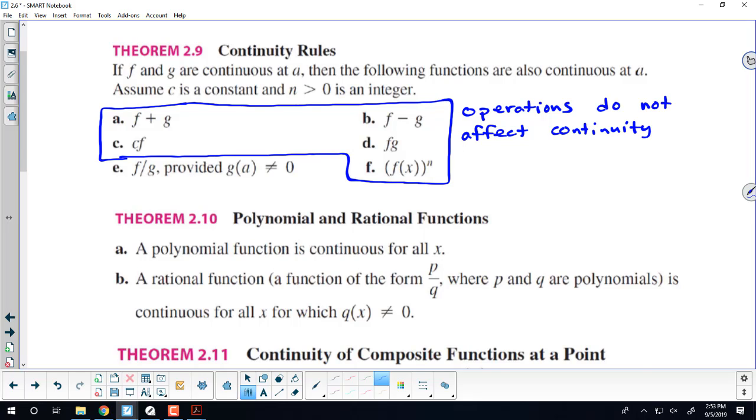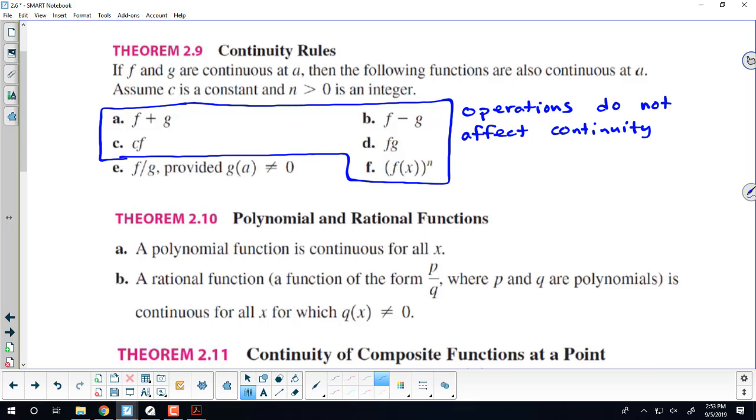So notice that if I have two continuous functions, let's say they're continuous everywhere for all numbers, but then I divide them, the same rule still applies. If you divide by 0, then you have a problem. So that's the caveat here in E. If I divide two continuous functions, they're still continuous provided that I'm not dividing by 0, provided that the denominator at that value is not 0.